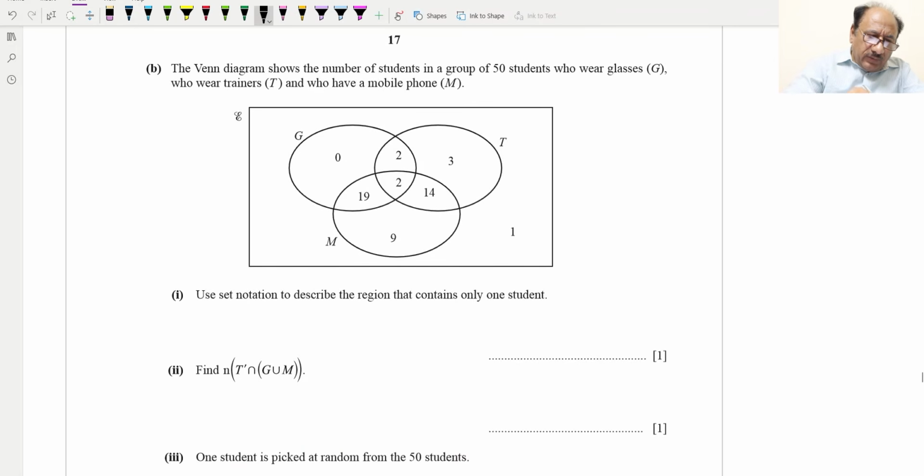Next is B part, and the B part is a Venn diagram question. It says the Venn diagram shows the number of students in a group of 50 students who wear glasses, G, who wear trainers, T, and who have a mobile phone, M. So these are basically G, T, and M. Use set notation to describe the region that contains only one student. Only one student, you can see this is outside, which is not included in any of the sets.